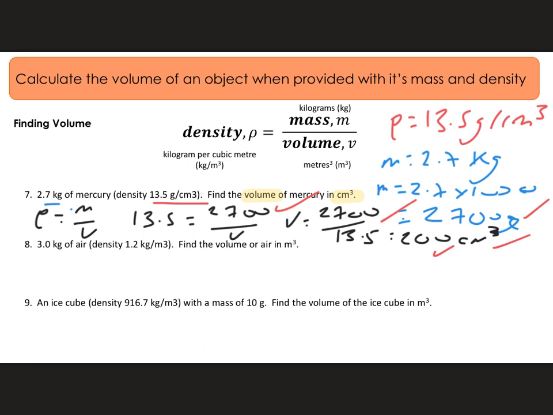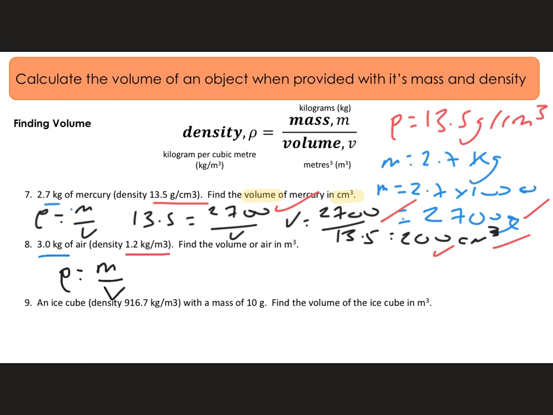So we'll now look at question 8, where we've got to do the calculation again. So again, same process as before. We're going to go through and underline what we know. So we've got that the density of air is 1.2 kilograms per meters cubed. And we've got that the mass of the air is 3 kilograms. So we write the equation, which is density equals mass over volume. And we put the numbers in.